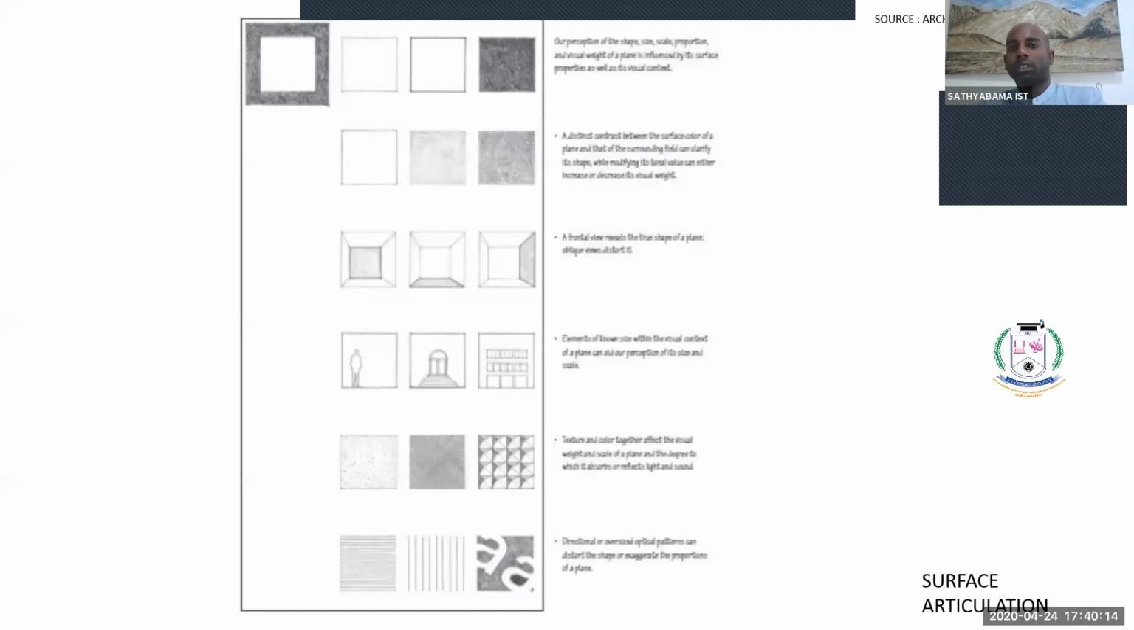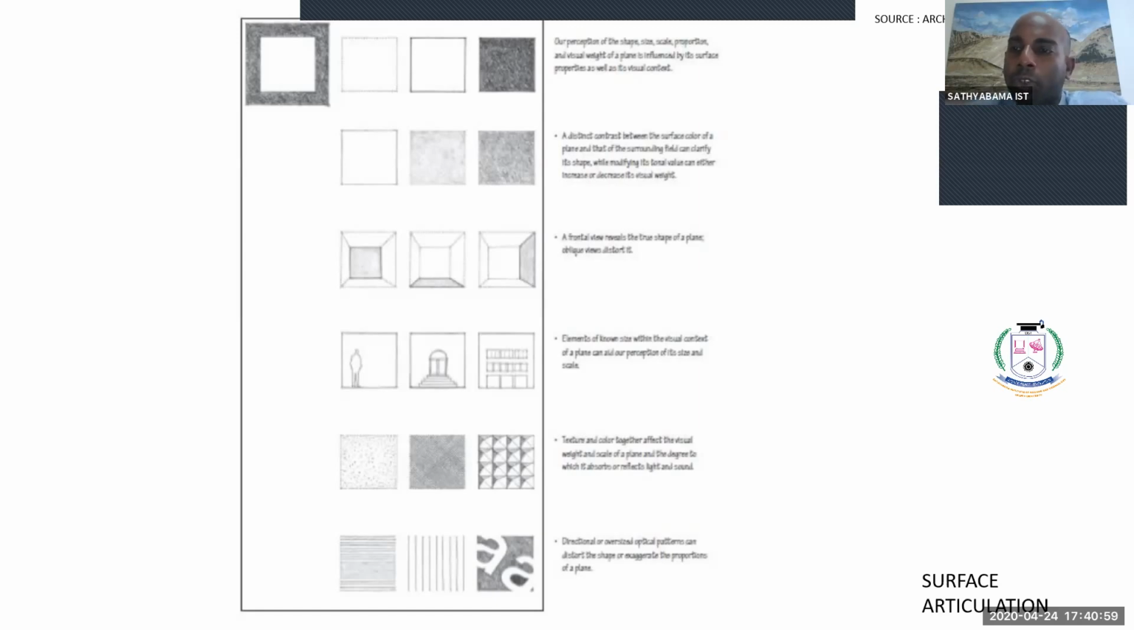buildings, right? So surfaces, of course, are perceived by the texture, color, and the material that is used. If there's a distinct contrast between two surfaces, then they begin to stand out. Also, sometimes it depends on where you're looking at it from, right? With the change in the position of the observer, the perception of the surface changes. Scale of a surface is sometimes understood by a reference. So for example, a human being or a door would help you get an idea of the scale of the surface. Texture and color together affect the visual weight.